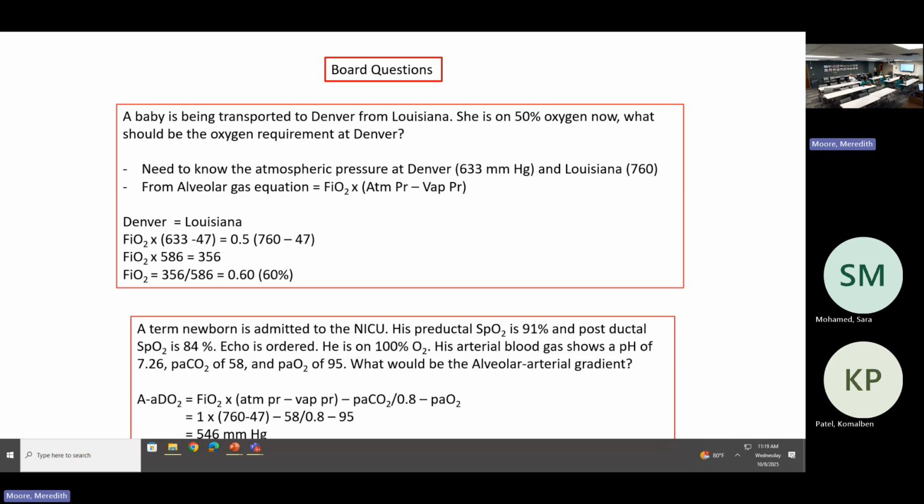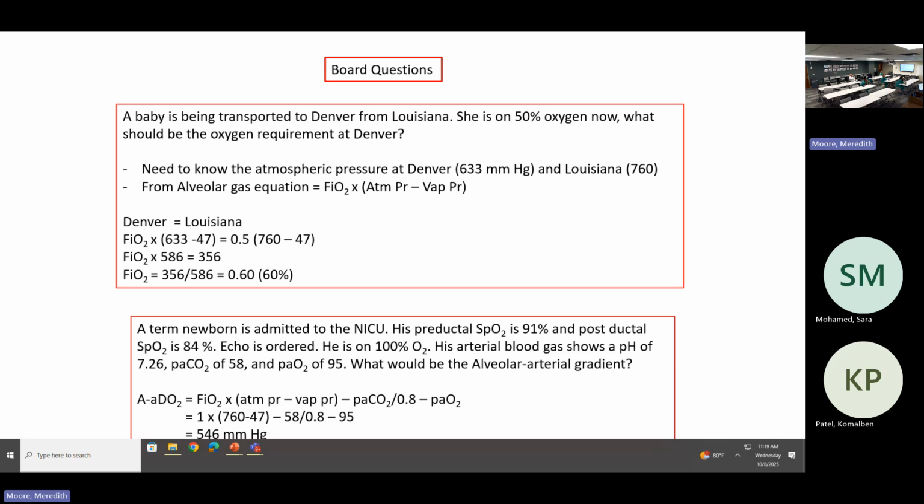So remember the alveolar pressure: you want to find out how much FiO2 you need to give. In Louisiana, it's 716 minus 47, and you multiply that by 0.5. It should equal the new FiO2 times the atmospheric pressure, which is now different over there. It's going to be 716 minus... the water vapor pressure is not 47 anymore, because it's a higher altitude.